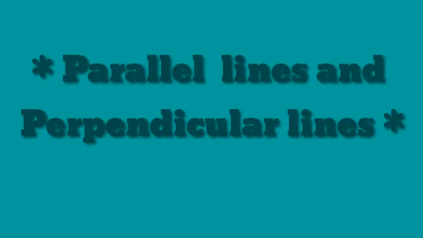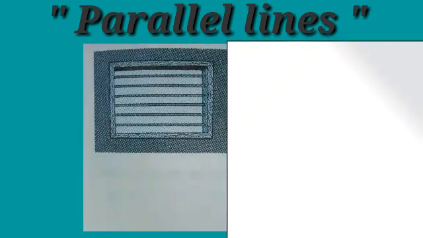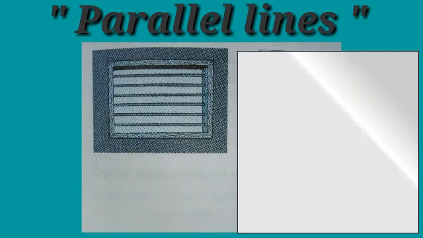Now students, let's move towards another important concept, that is parallel lines and perpendicular lines. Let's start with the first type of lines, that is parallel. Students, can you see the pictures on the screen? Here this is the first picture of the window. The bars on the window in the picture are parallel to each other. It means the distance or the gap between each rod is similar and their direction is also the same.